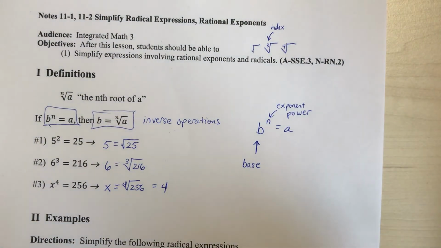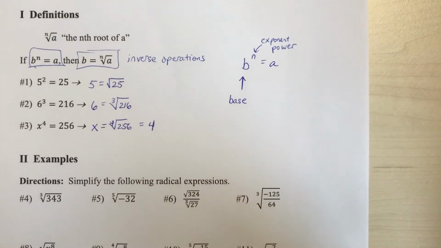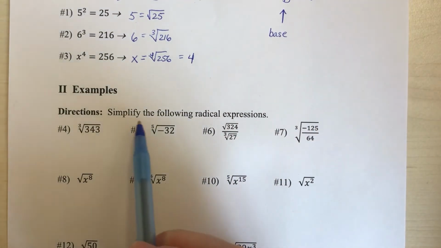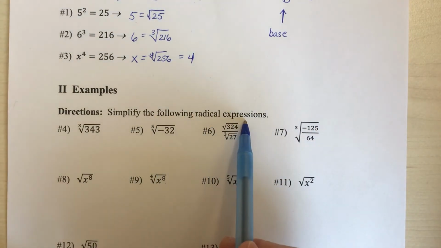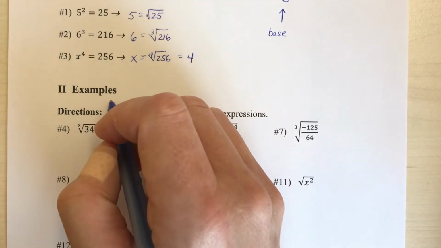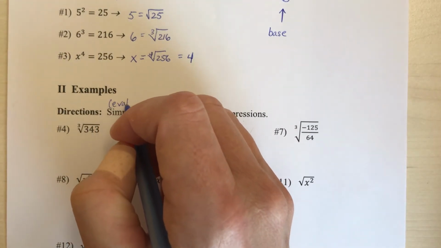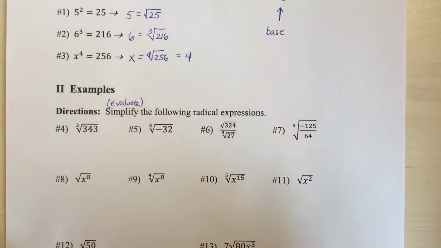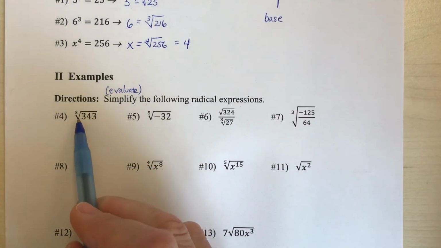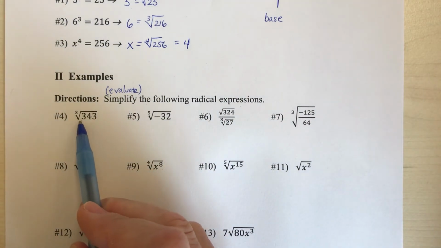Okay? All right, so let's look at some examples here. Directions: simplify the following radical expressions. Now, simplify can also mean to evaluate if we can come up with a value, like a number from it. The cube root of 343.